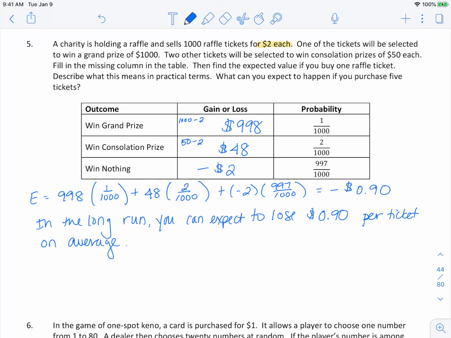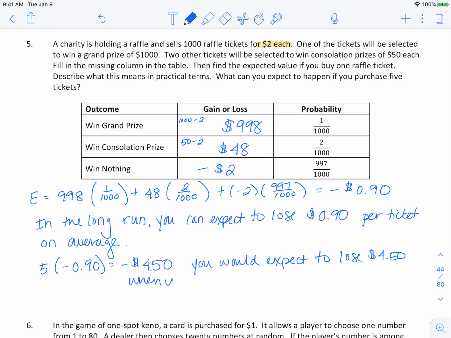What can you expect to happen if you purchase 5 tickets? So I could do 5 times negative 0.90. This is negative $4.50. So you would expect to lose $4.50 when you purchase 5 tickets.